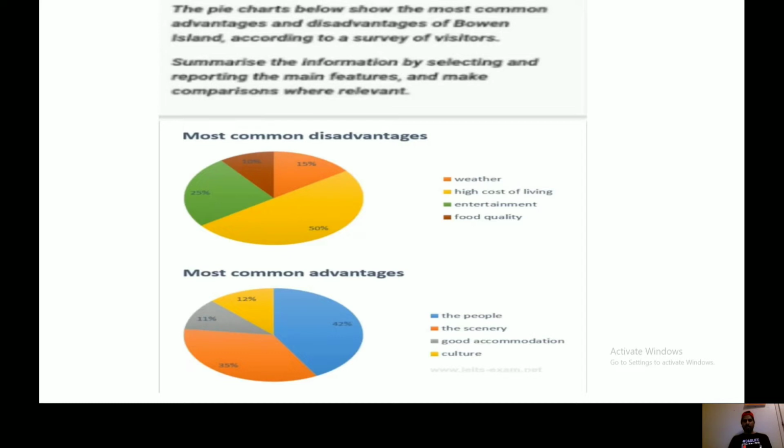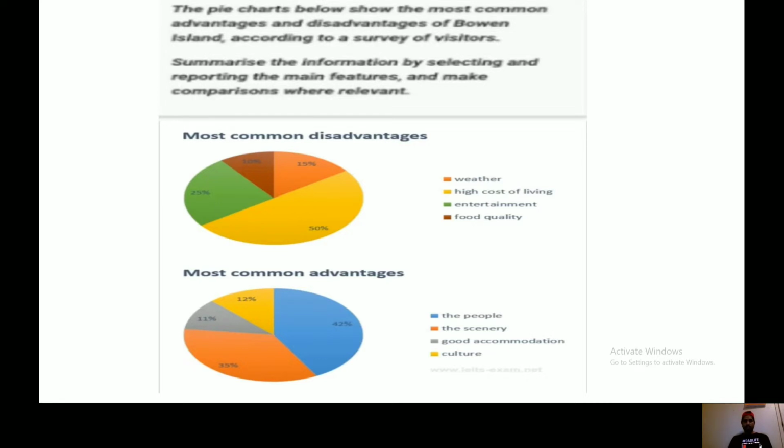If I talk about disadvantages, there are four kinds of disadvantages given over here. The first one is weather, the second is high cost of living, then entertainment and food quality. On the other hand, we have been given the common advantages: the people, scenery, good accommodation and culture.